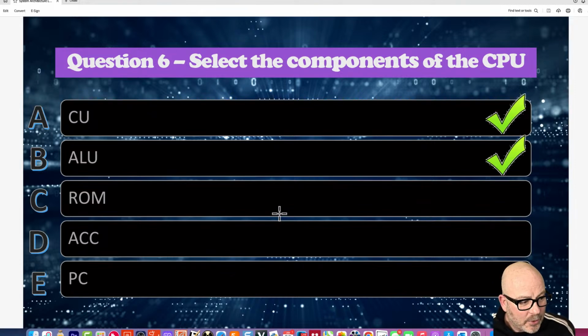It's the CU and the ALU. Right, well, there's no point in me carrying on with those because no one's answering any questions. So I will simply ask you a question.